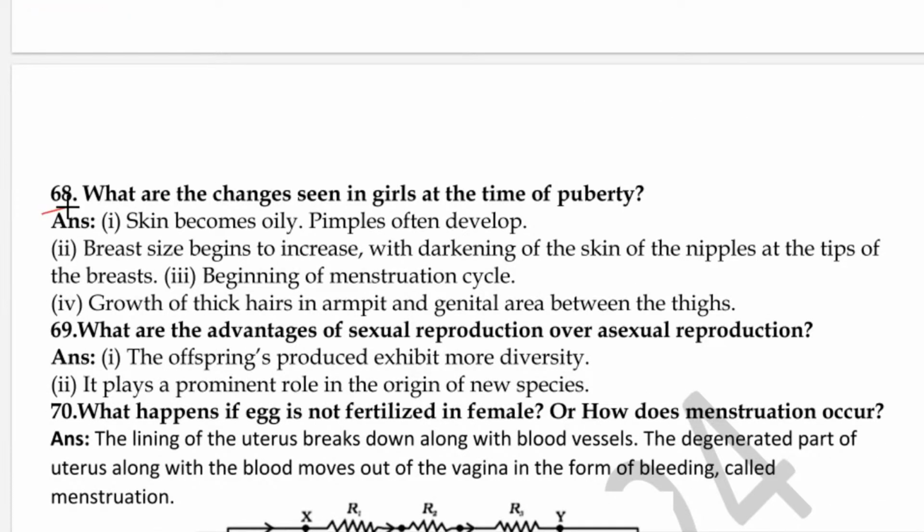Question number 68. What are the changes seen in the girls at the time of puberty? We can see the answer.